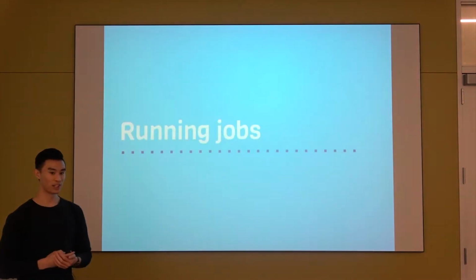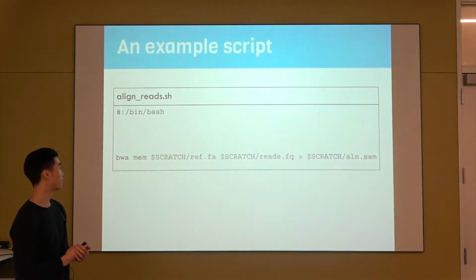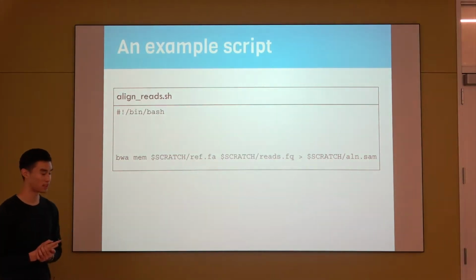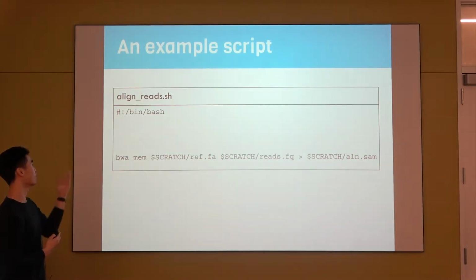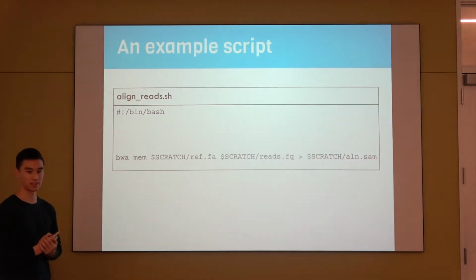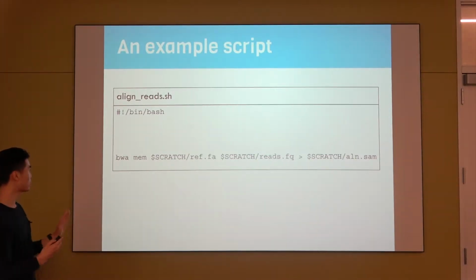So how do you actually run jobs on Hoffman? So you have this script. We're just going to do an example script here. And it's called alignreads.sh. It's a shell script. And you don't have to worry too much about what it does.